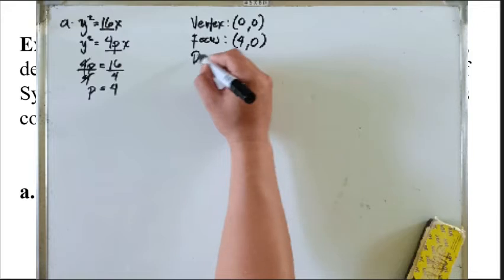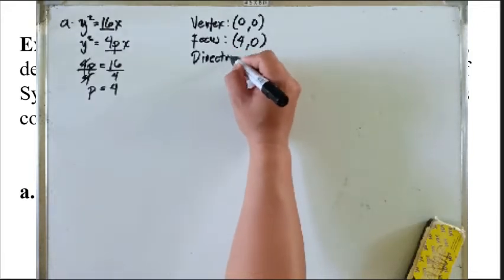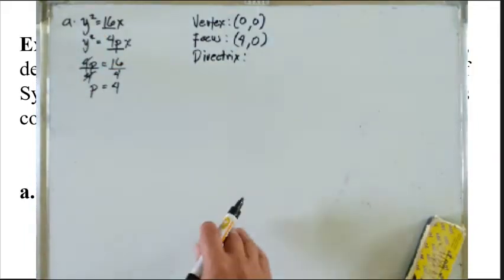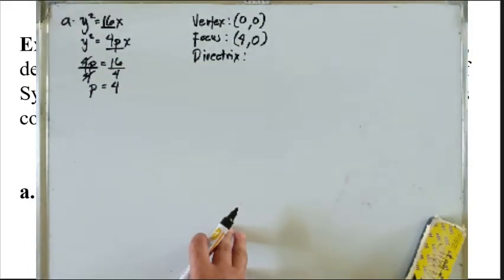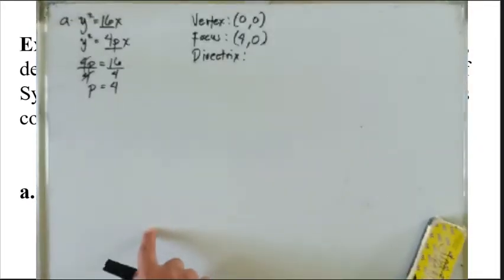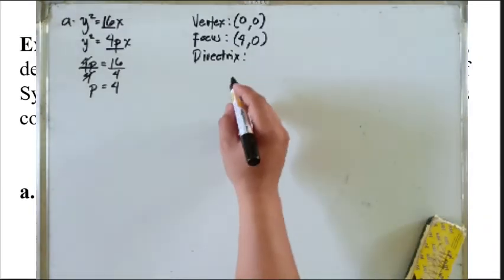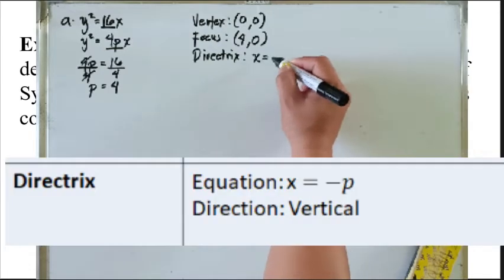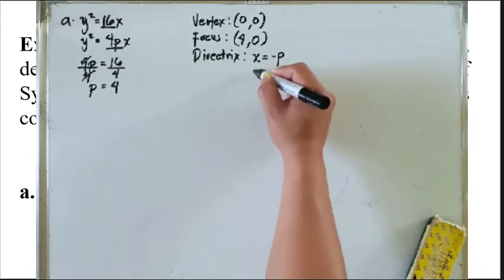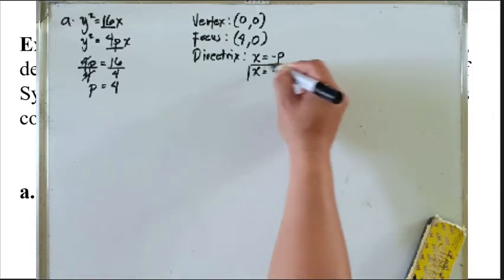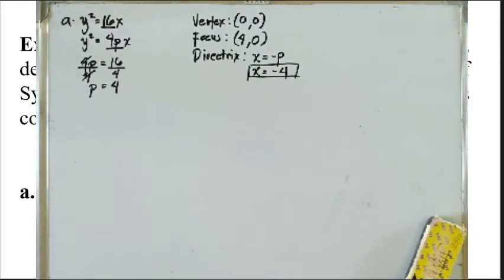Now, how about the directrix? The directrix must be in the form of an equation. Since we have y squared is equal to 16x as the given equation of the parabola, the directrix must be a vertical line. So what do you think is the directrix? Based on the directrix formula, x is equal to negative p. Just get the negative value of your 4. So we have negative 4. x is equal to negative 4 is the directrix.